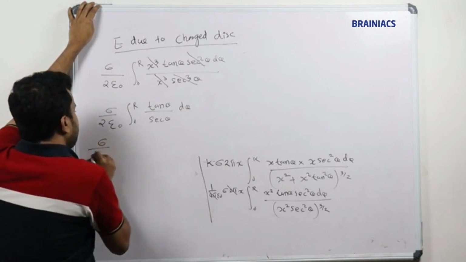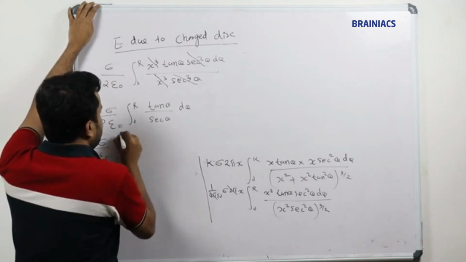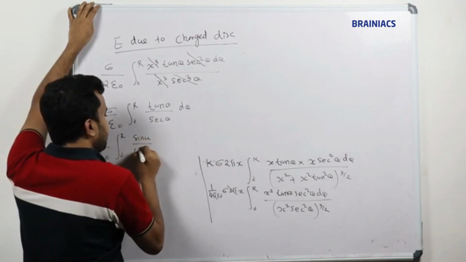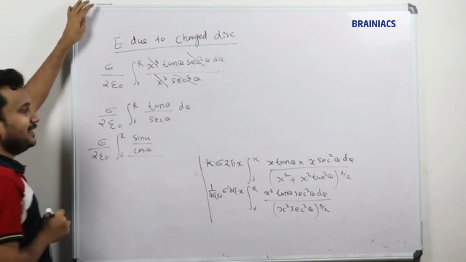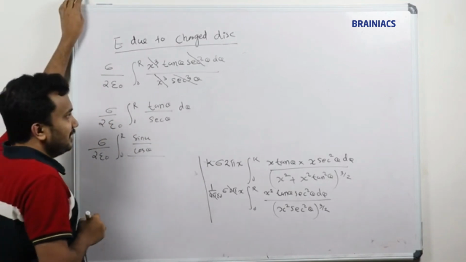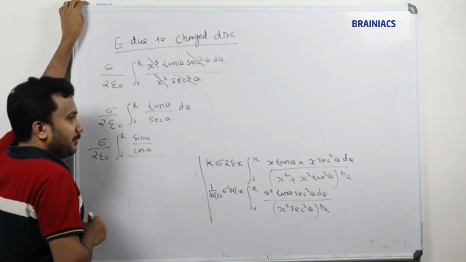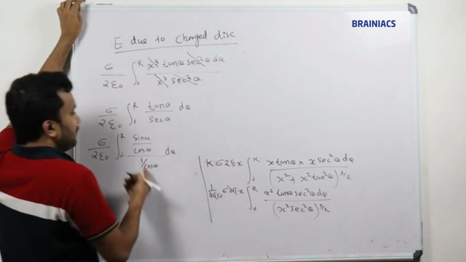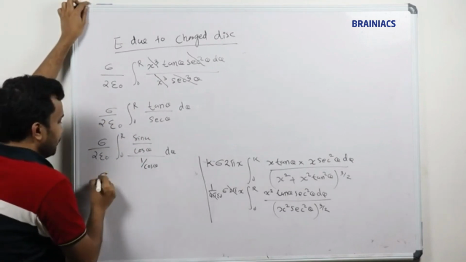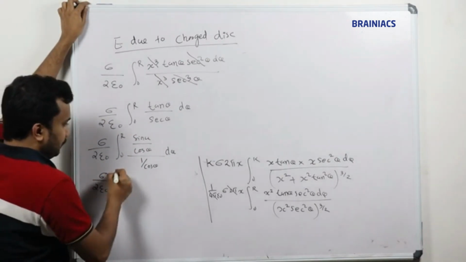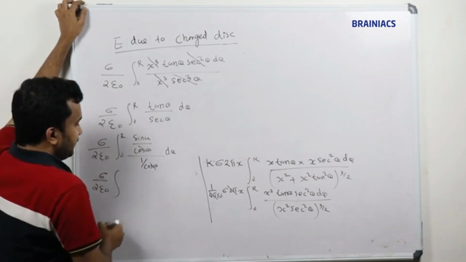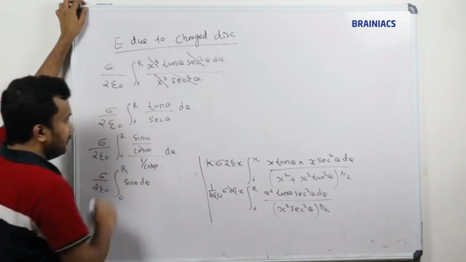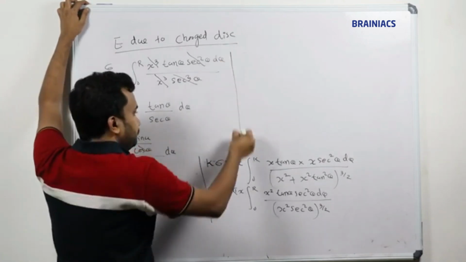We'll simplify further. Sigma divided by 2 epsilon 0, integral 0 to r. What is tan theta? Sin theta divided by cos theta. What is sec theta? Sec theta means 1 by cos theta. So 1 divided by cos theta multiplied with d theta, and this goes to the numerator. So sigma divided by 2 epsilon 0, cos theta gets cancelled, integral of sin theta d theta, limit of integration from 0 to r.